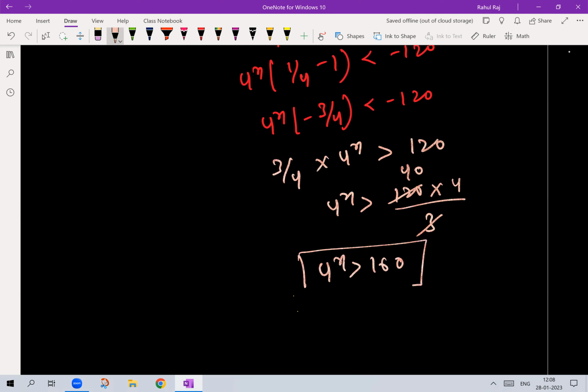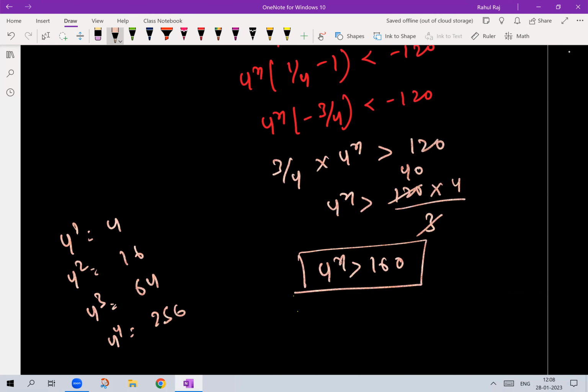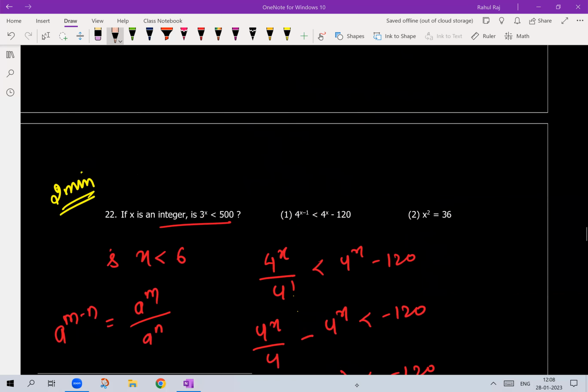Agreed? Now tell me, when is this condition possible? If it is 4 to the power 1, it is 4. If it is 4 to the power 2, it is 16. If it is 4 to the power 3, it is 64. If it is 4 to the power 4, it is 256. It means for 4 to the power x to be greater than 160, x should be greater than 3, right? Because if I take till 3, it is less than 160. But if I take any number x greater than 3, considering x is an integer, you can take 4, 5, 6. So when you take 4, 5, 6, it is greater than 160. So option number 1 is trying to say nothing but x greater than 3.